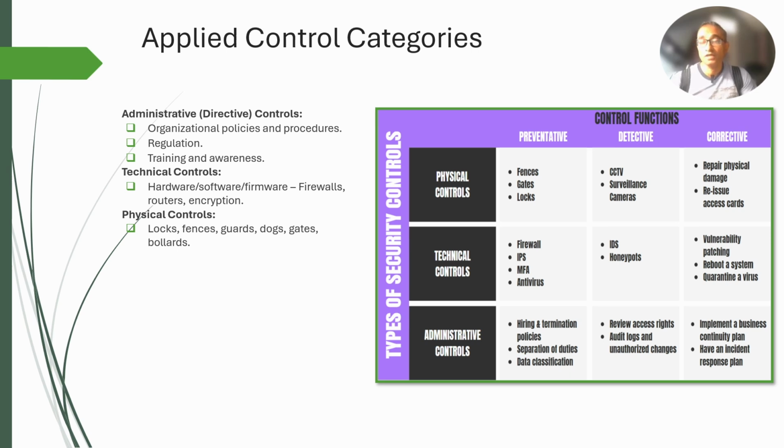Physical controls, as the name suggests, are more physical in nature. That is, the locks, fences, security guards, dogs, and bollards, the small pole kind of structure that has been erected in front of offices, data centers, in the city centers. Those are basically physical controls that help an organization manage security. And there are a lot of examples about it that you can see in the given slide.